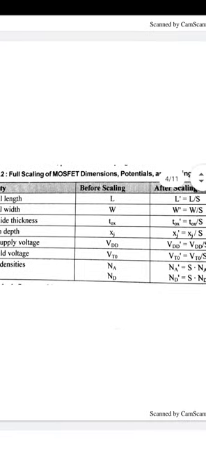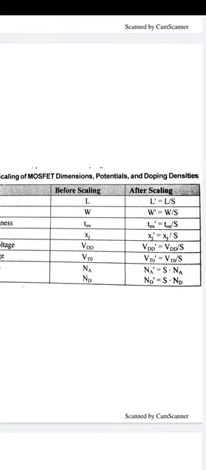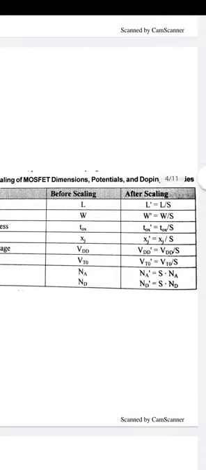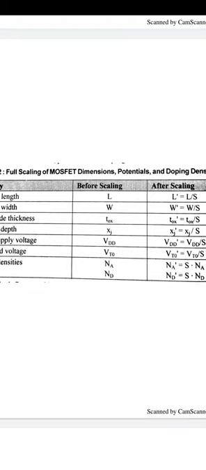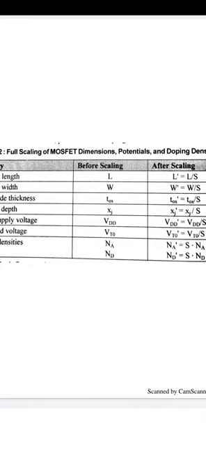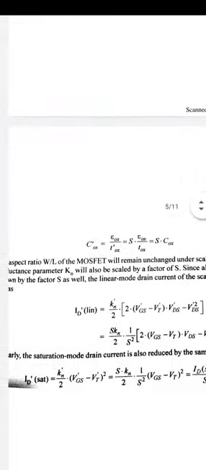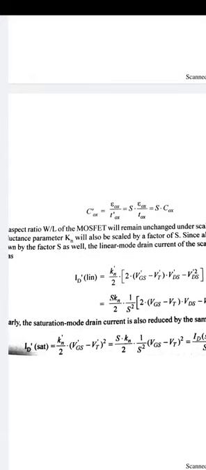And the doping densities, basically acceptor and donor doping density, are multiplied by a factor of S. Na dash is equal to S into Na and Nd dash is equal to S into Nd. So these two doping densities are multiplied by a factor of S. Otherwise all the length, width, oxide, junction thickness, voltages are all scaled down by a factor of S in constant field scaling. So according to that, the new capacitance value COX dash is equal to EOX by TOX dash, when we put all the new values, we get the new capacitance value, that is S into COX basically.